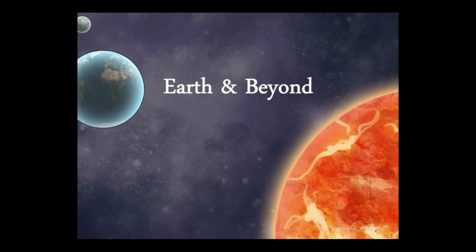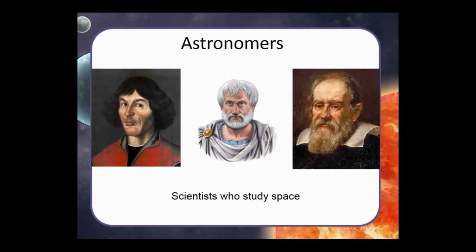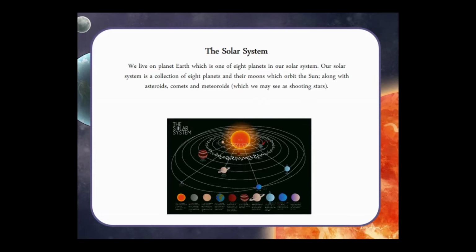Hello everybody, today inshallah we're going to talk about Earth and beyond. All information we know about outer space is because of our great scientists who study space. We call them astronomers, and they are different from the word astronaut. An astronaut is the person who goes to space himself, okay? But the scientist who studies space, we call him an astronomer.